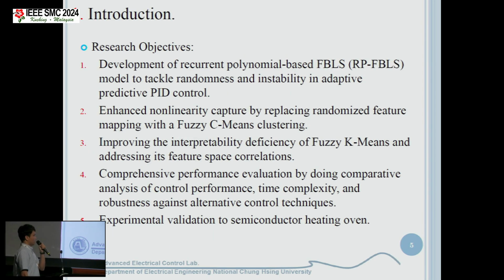There are 5 things that are the research objectives. The first one is we are going to develop a recurrent polynomial ABLS. The second one is we are going to enhance the nonlinearity capture by replacing the fuzzy k-means inside the original ABLS with fuzzy c-means. The third one is we are going to improve the interpretability deficiency in fuzzy k-means. Also, we are doing a comprehensive simulation study. And the last one, we are going to have experimental validation on a semiconductor heating oven.